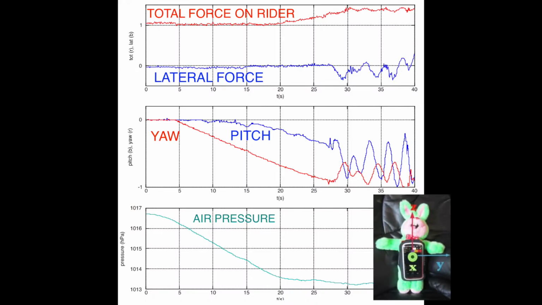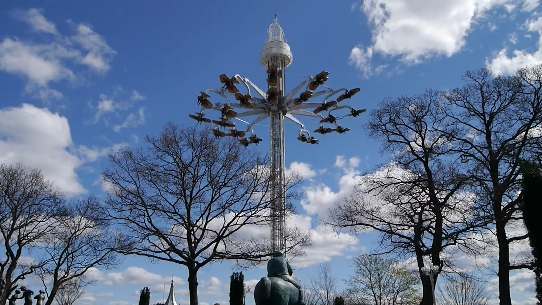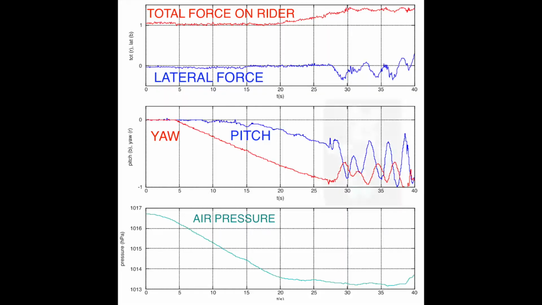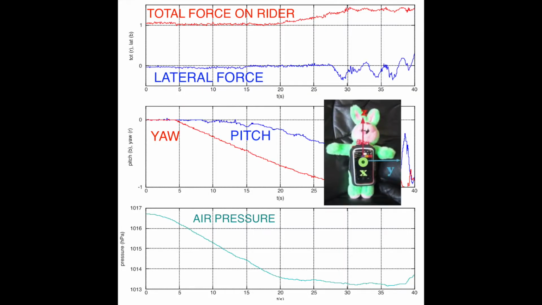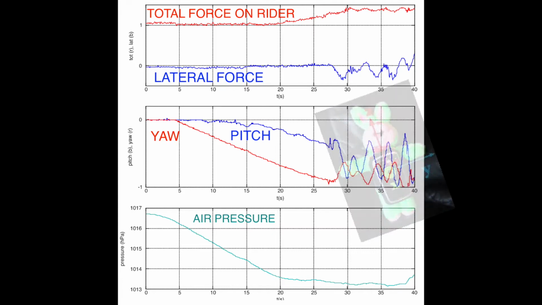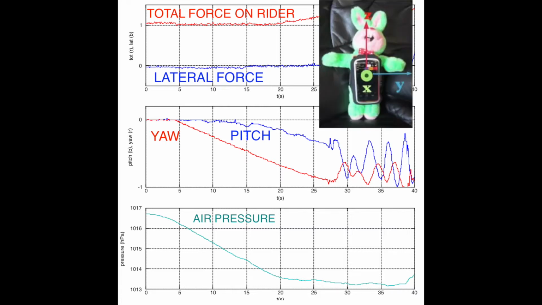As the plane moves up, the air pressure drops, and while moving around the tower, the plane also rotates around a vertical axis. This rotation is known as yaw, and the clockwise motion corresponds to a negative sign. After a while, the plane tilts, and the rotation vector gets a component along the negative y-axis in the system of the rider. This is referred to as a pitch. But let us first consider the forces on the rider.